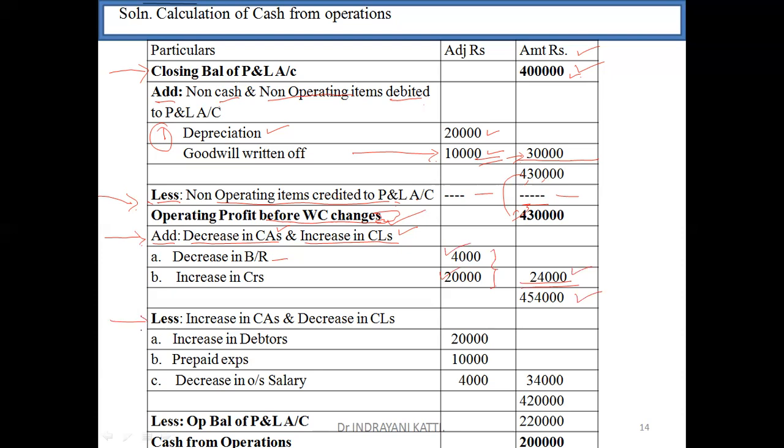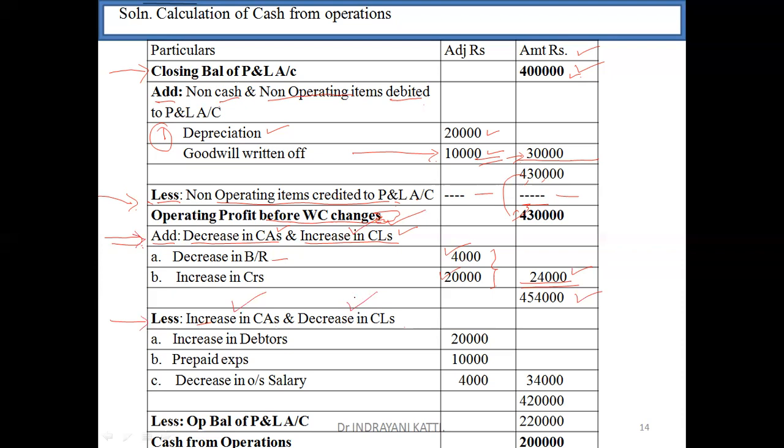What you are deducting, we are adjusting here. Okay. One is add, decrease in the current assets, less what we are deducting, less increase in current assets and decrease in current liabilities. The reverse statement of the top one, right? What we have added here, decrease in current asset is added. Increase in current asset is deducted. Increase in current liability is added. Decrease in current liability is deducted.